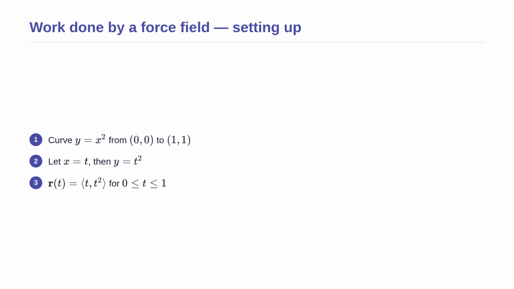First, we need to parameterize the given curve. Since y is already a clear function of x, the easiest way is to let x be our time parameter t. This means y must equal t squared. This gives us a complete position vector. Because our x-coordinate moves from 0 to 1, our time parameter will also go from 0 to 1.